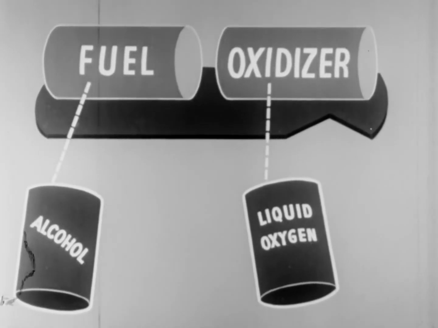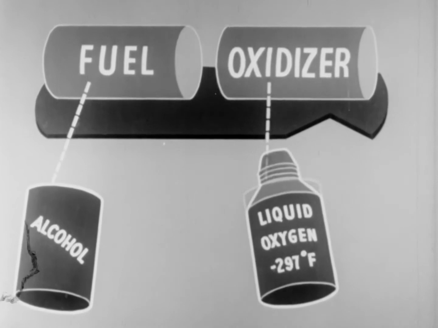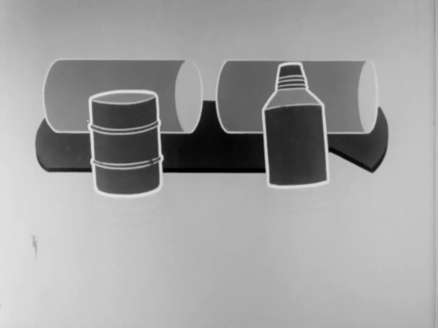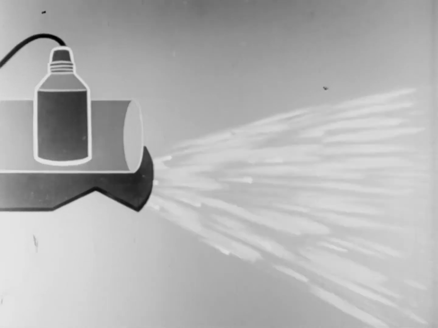Because of its low temperature, less than minus 297 degrees Fahrenheit, liquid oxygen must be stored in thermos containers. But it is a very powerful oxidizer which causes any combustible material to burn rapidly. Used with either alcohol or petroleum, it makes one of the best propellant teams now in use.